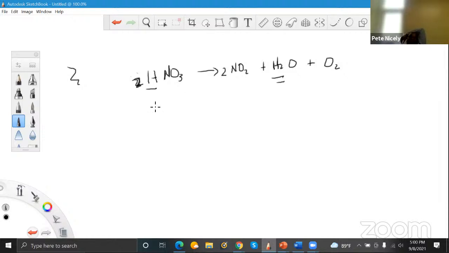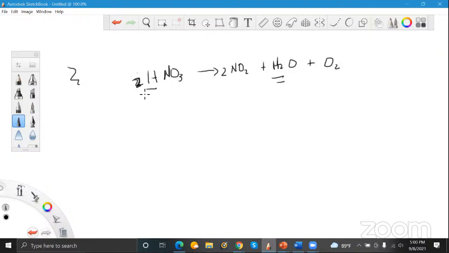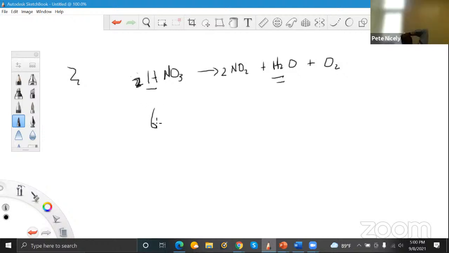So now we get to the oxygens. How many oxygens do we have total here on the left side? 6. 2 times 3, 6 oxygens, right? And how many total do we have on the right side? We have 2 times 2, 4, plus 1, 5, plus 2, 7. So we have 7 oxygens on the right side. So how would you propose we balance the oxygens?